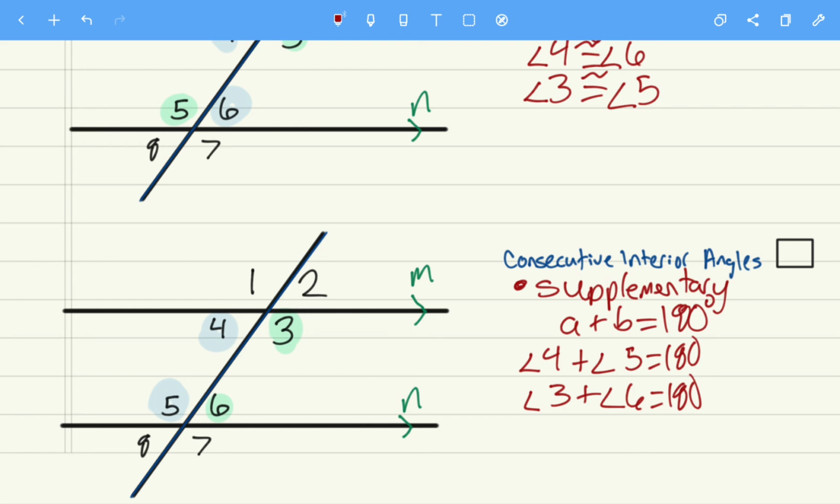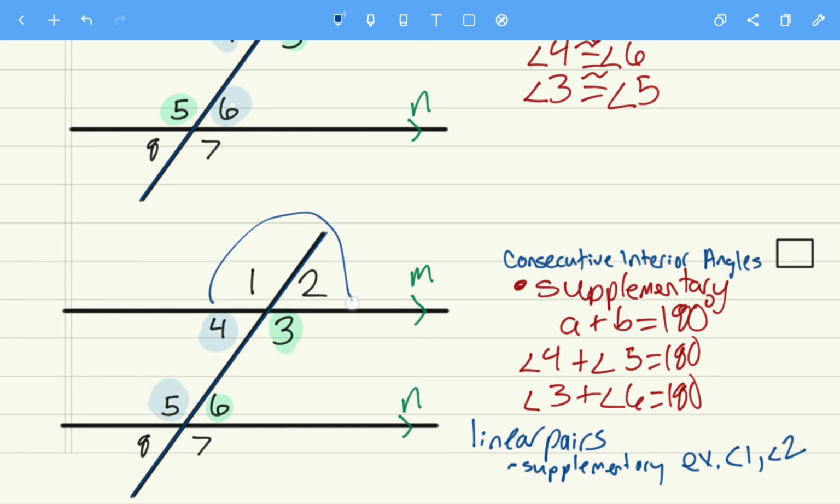Now, an honorable mention is our linear pairs. These are supplementary, and these are any two angles that are adjacent to each other. So let's say angles 1 and 2. Notice these are next to each other. They form a straight line, which makes them a linear pair.